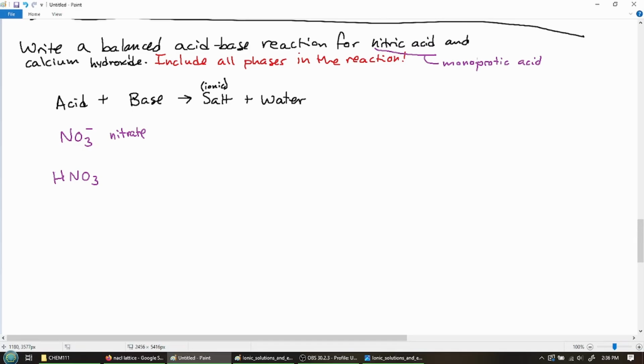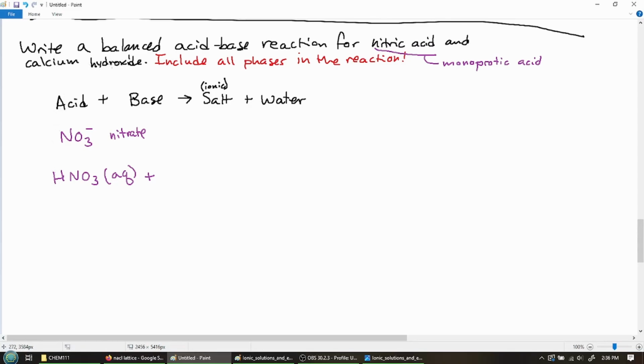All right. So now that we've got, and let's be careful, let's write our phase here. This is going to be aqueous because this is an acid-base reaction. It'll always be aqueous for these. Now that we've got our acid written out, how about that base?